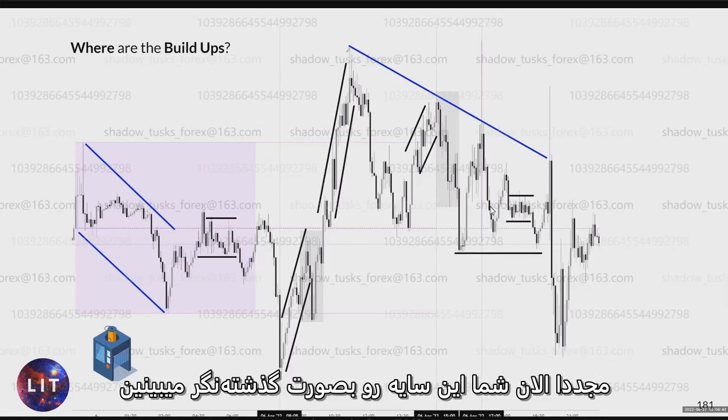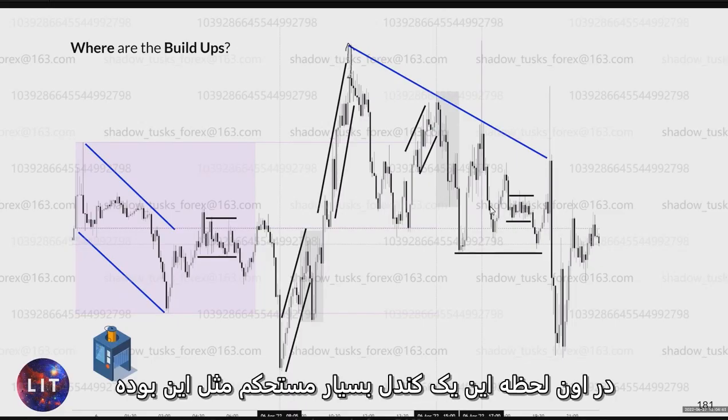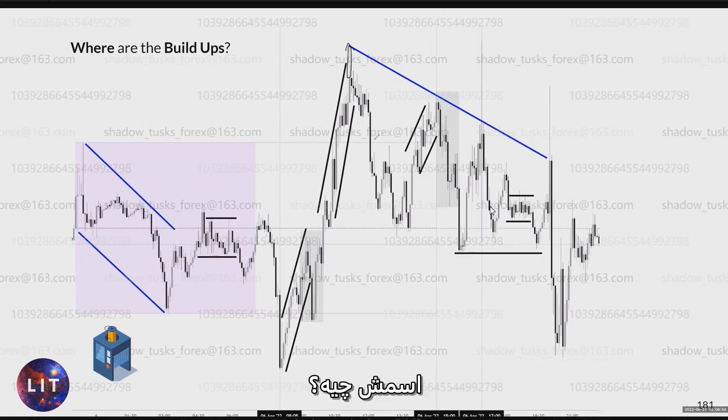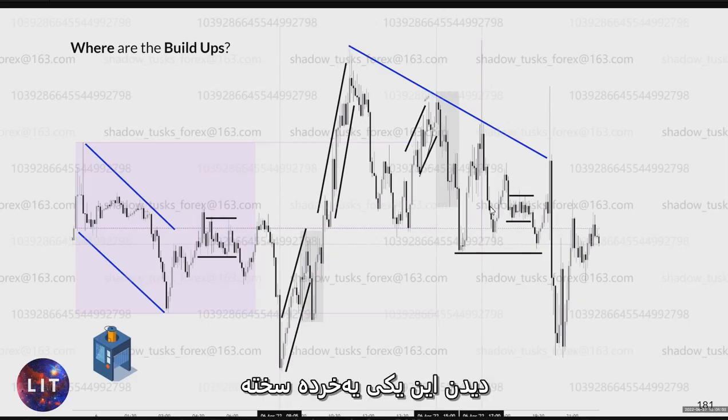Again, you see now here a wick on hindsight, but guess what? On the edge, this was a solid candle like this. So think about that. What is it called? Of course, vector candle, right? Perfect. Then we have the next build-ups in here. Tricky one to see a little bit, right? Perfect still. And of course, next build-up in here.